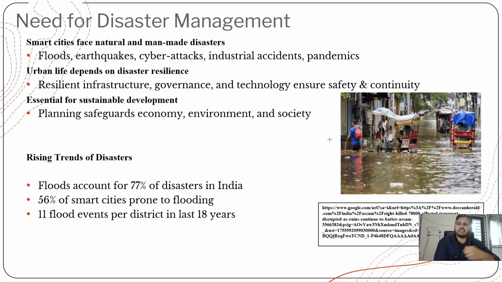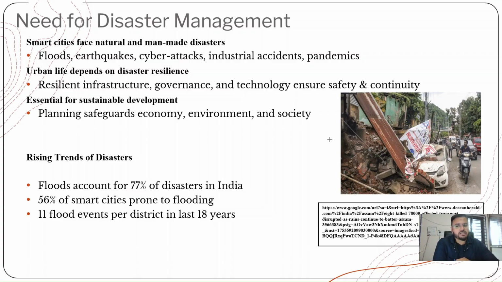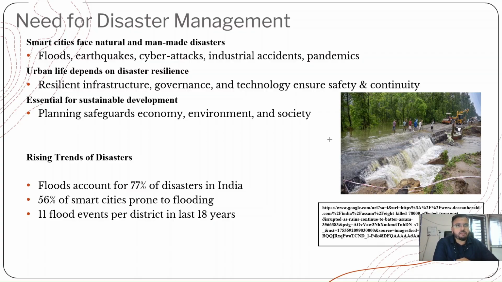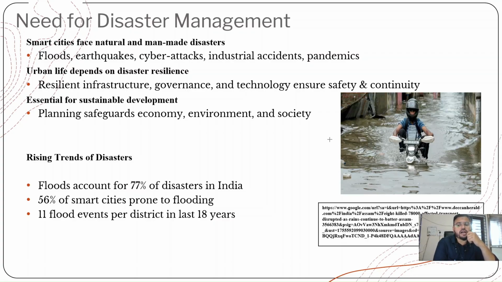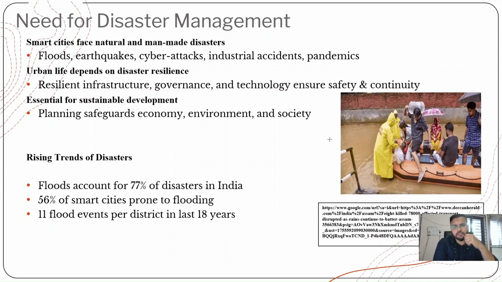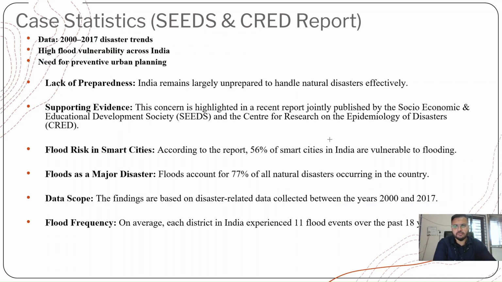Now let us see the current trends of disasters. Floods account for 77% of disasters in India. 56% of the smart cities are prone to flooding, and 11 flood events are recorded per district in the last 18 years. So by this we understand the gravity, the seriousness of the situation. As per the case studies of SEEDS and CRED report, data are from 2000 to 2017. What are the disaster trends? India faces high flood vulnerability and it needs preventive urban planning.